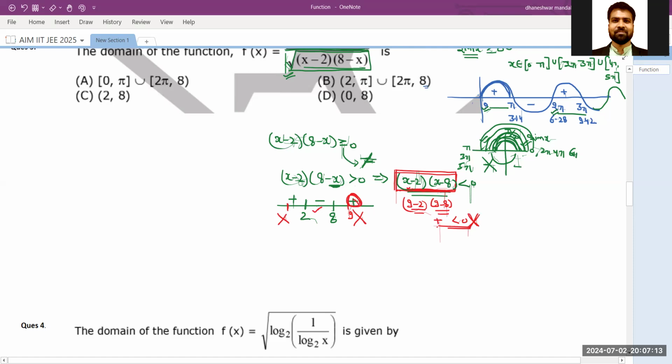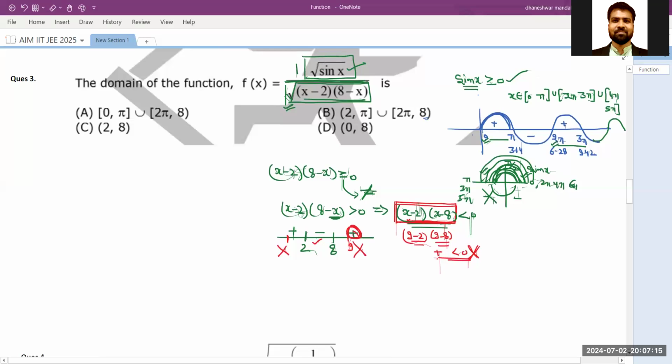So here we have two conditions. From this condition, we have this type of solution, and for this condition, we have this solution. If I take the common region from these two solutions, from the first solution we have 0 to pi as the solution, and also 2 pi to 3 pi. Now I have to mark these two points in this region.